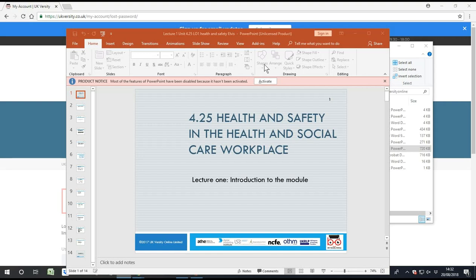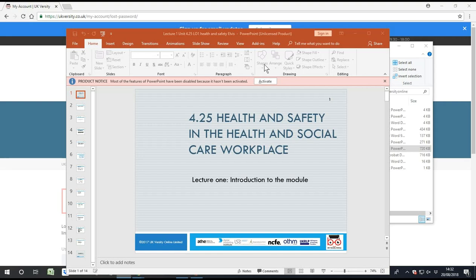Now, module 4.25, which is focusing on health and safety, is one of the important modules in health and social care. Every worker in the sector is supposed to be able to understand key health and safety issues in order to make sure that you work in a safe environment.